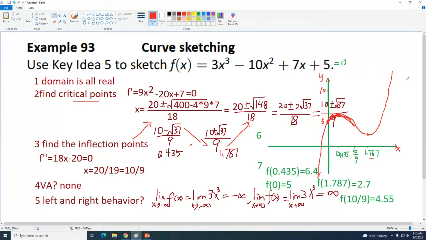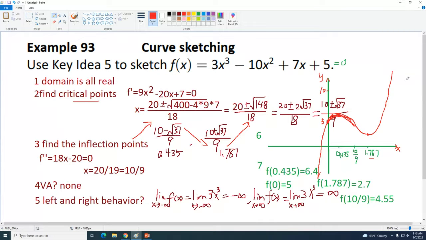Any questions? How do you tell the concavity from the second derivative? Oh, we were supposed to do what we were talking about in section 4. We would plug in a number. See, below 10.9, we have such as 1. So if you plug in 1, 18 times 1 minus 20, it's negative. So we know to the left of 10.9, it's negative. To the right of 10.9, you can take like 2. 18 times 2 minus 20 is obviously positive, which means to the right of 10.9, it's supposed to be concave up.